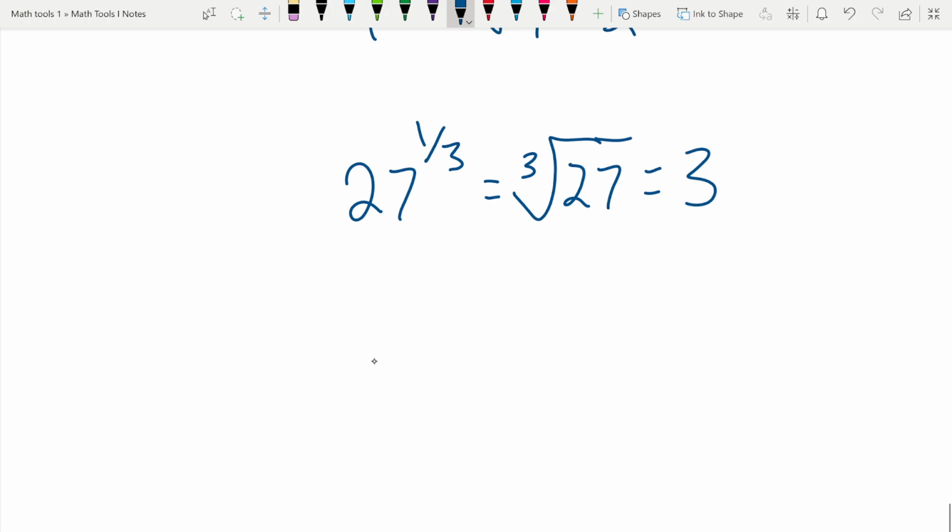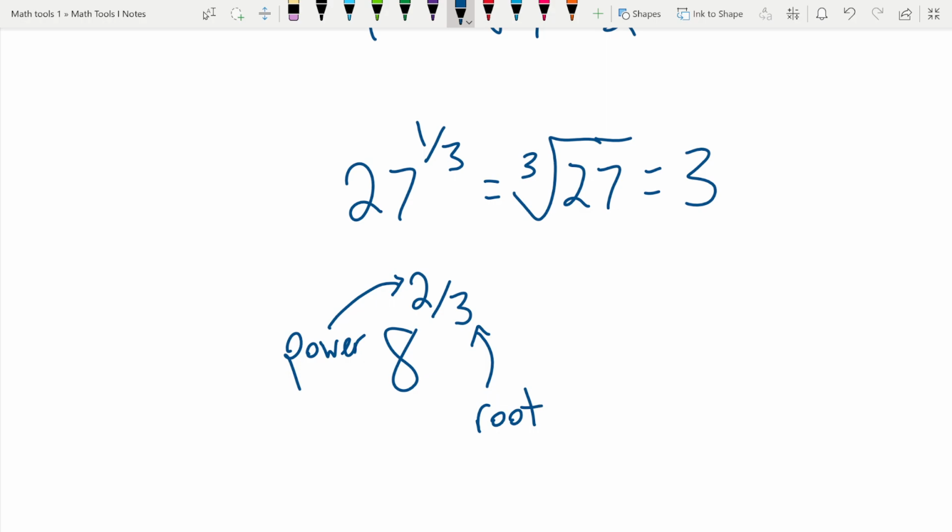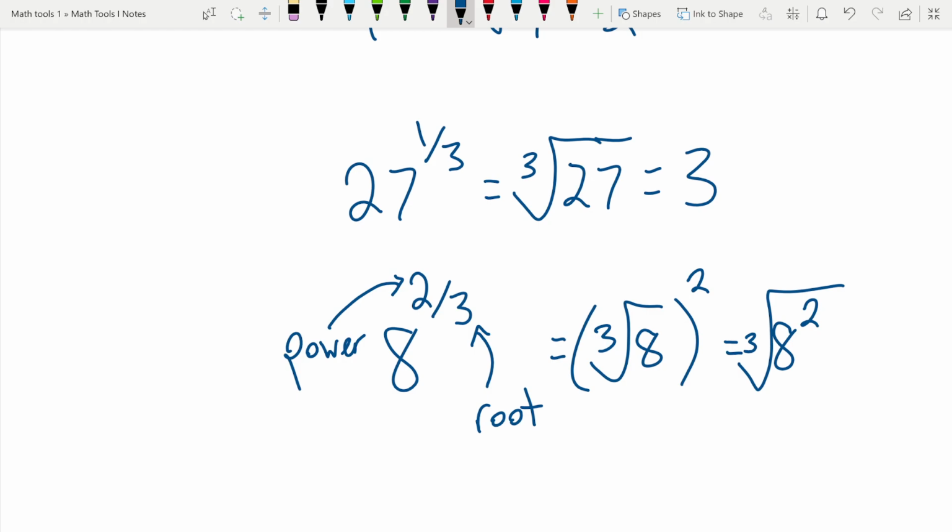In general, if we have something like, say, 8 to the 2/3 power, here we don't have 1 on the top. The top number is the power, and the bottom number is the root. So we can have both the power and the root at the same time. This would be the cube root of 8 squared, or equivalently 8 squared in the cube root of that. So the order doesn't actually matter.